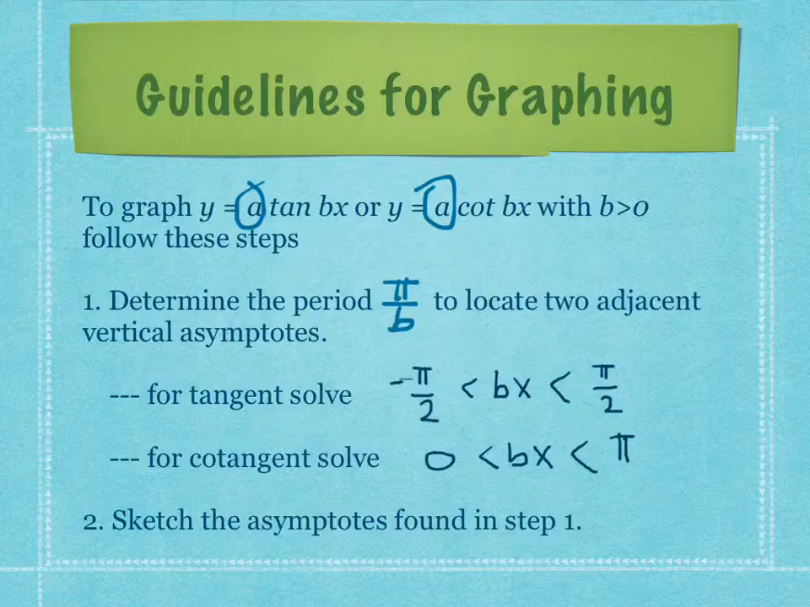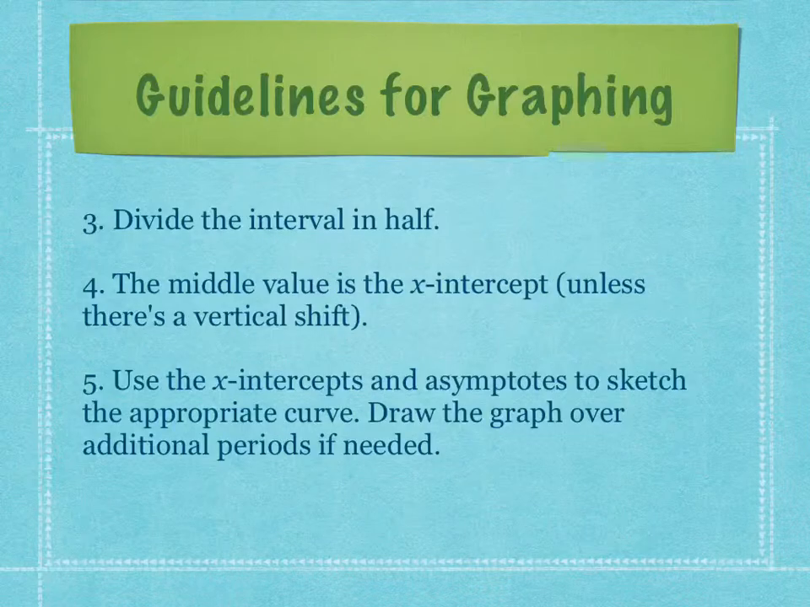And then we sketch the asymptotes that we just found. We divide that interval in half, and that middle value is the x-intercept, unless you have a vertical shift going on. And then you use the x-intercepts and draw the asymptotes to sketch the appropriate curve. And you draw additional cycles if you need to.